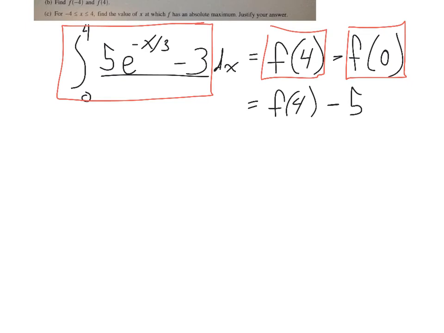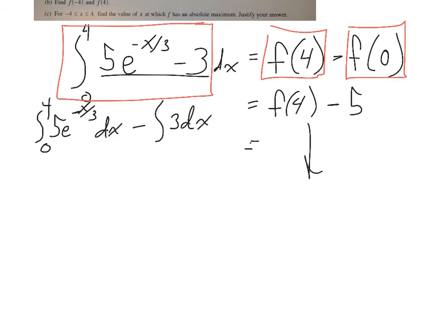Okay, so for a non-calculator question, we're going to have to split this up. So I'm going to go ahead and split this up from 0 to 4 of 5e to the negative x over 3 dx, and we're going to subtract the integral of 3 dx. Okay, and we got the whole thing. So this isn't going to change. That's going to be the same all the way down.